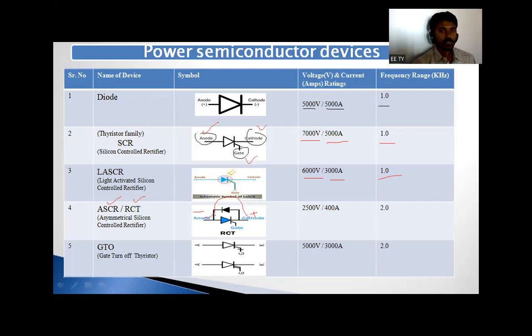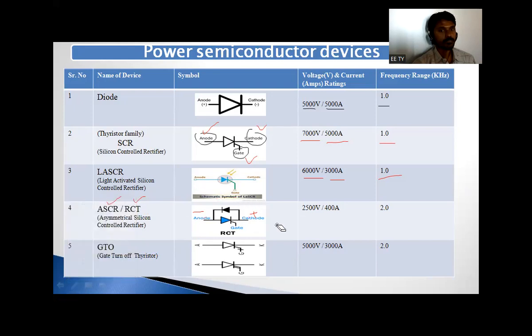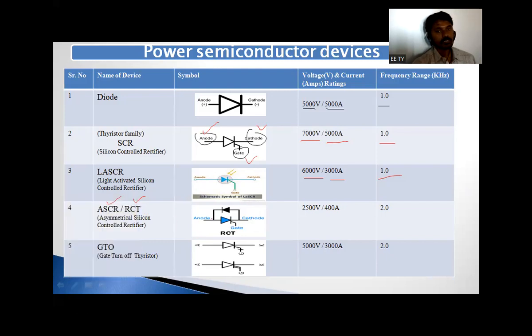Is it clear? How many terminals are there for this device? Same three terminals, but the symbol is different. What are the names of the terminals? Anode, cathode, and gate. Clear? And this is the symbol. What is the rating of the RCT? 2500 volts and 400 amperes and 2.0 kilohertz. The maximum frequency range is 2.0 kilohertz.